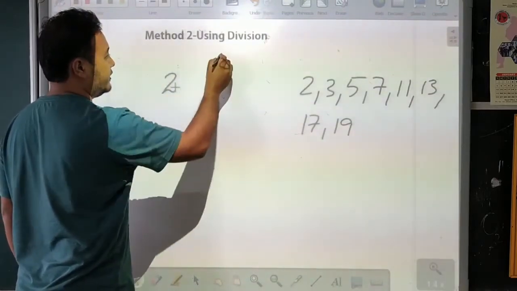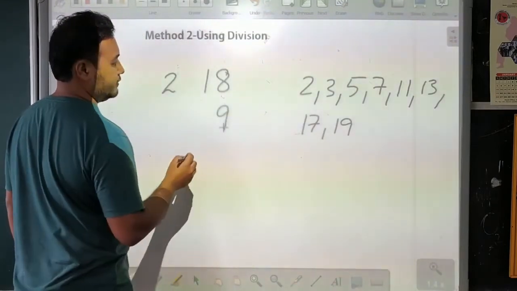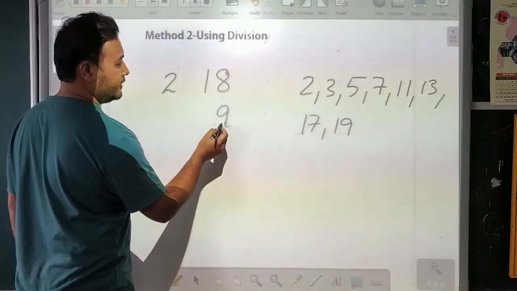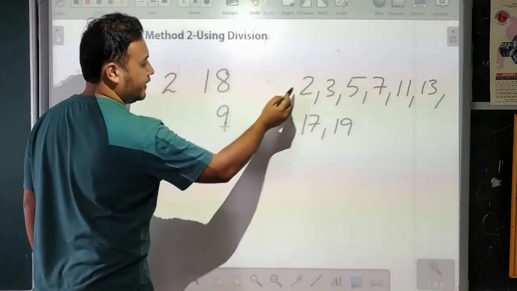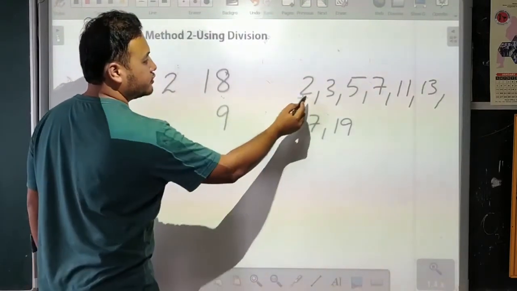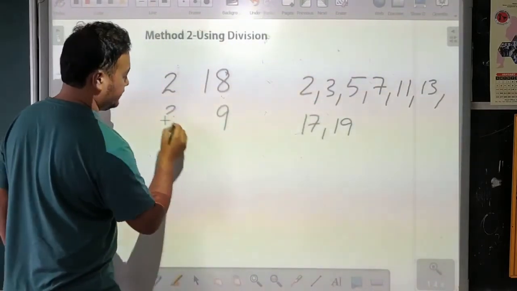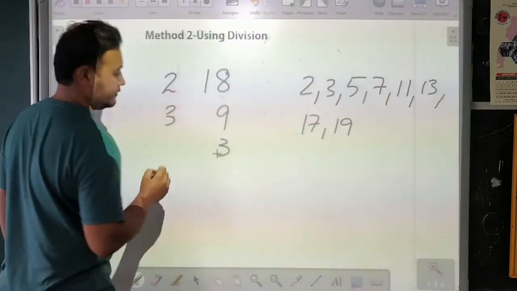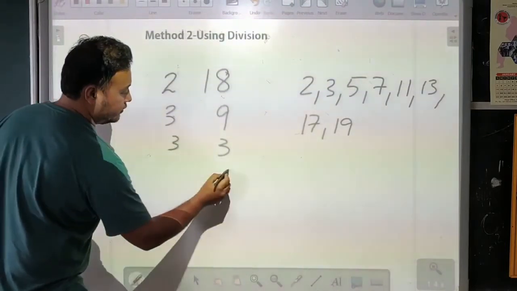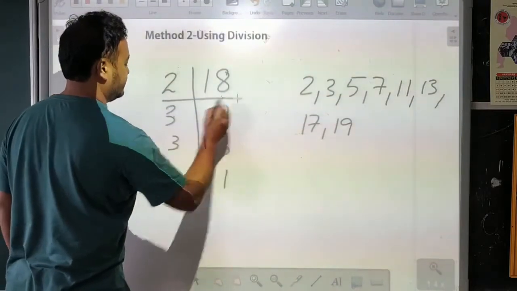So now instead of writing it on top, I am going to write it here. 2 9s are 18. Okay. Now the number is 9. Now you have to divide 9 by a prime number. Can 9 be divided by 2 completely? No. 2 4s are 8 and you will get 1 as the remainder. So move to the next prime number, that is 3. Can 3 divide 9? 3 3s are 9. Now we have 3. So again 3 1s are 3. So finally you have 1 and your prime factorization is complete.